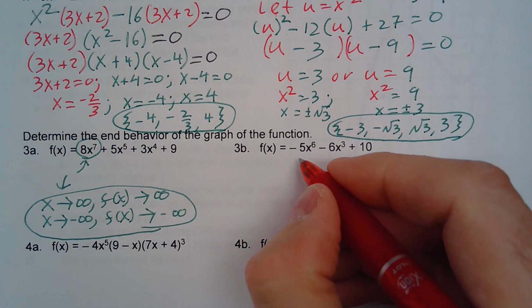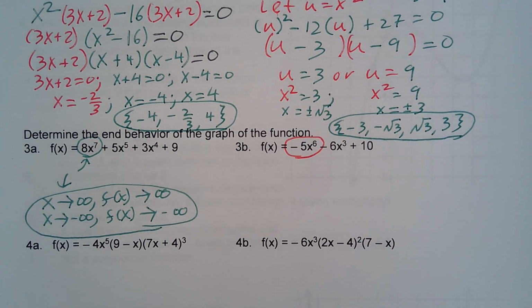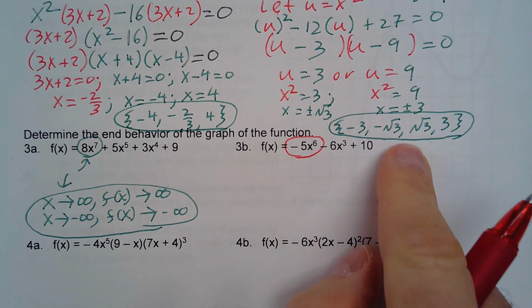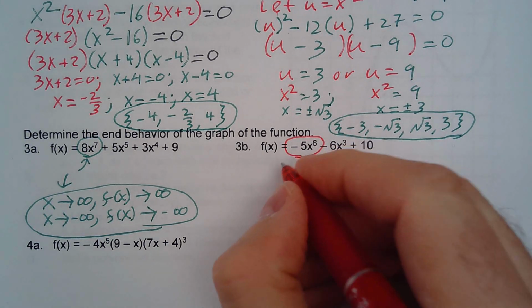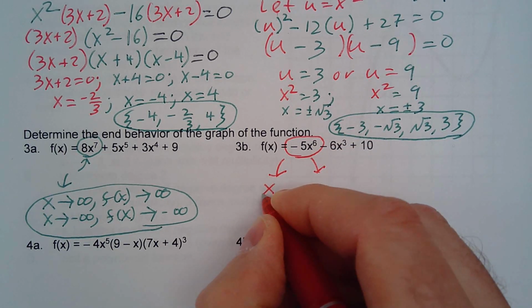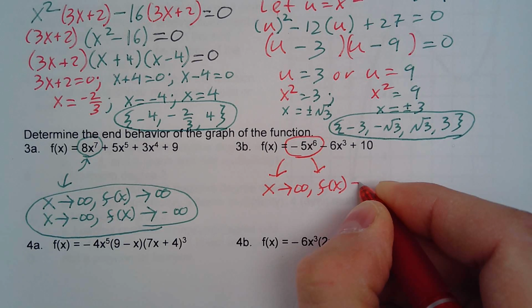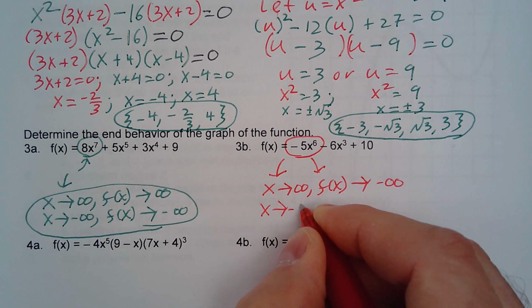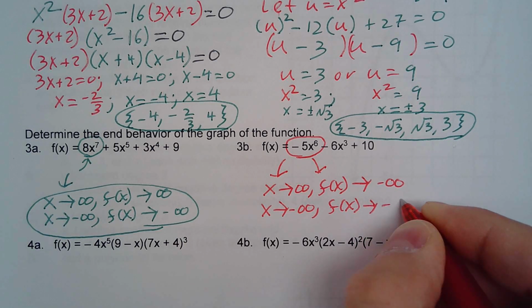Let's take a look at this next one. That's my leading term. Even, so I think of my parabola. Both ends facing up, but this gives me a reflection across the x-axis, so both my ends are facing down. So as x goes to infinity, f of x goes to negative infinity. And as x goes to negative infinity, my y values also go to negative infinity.